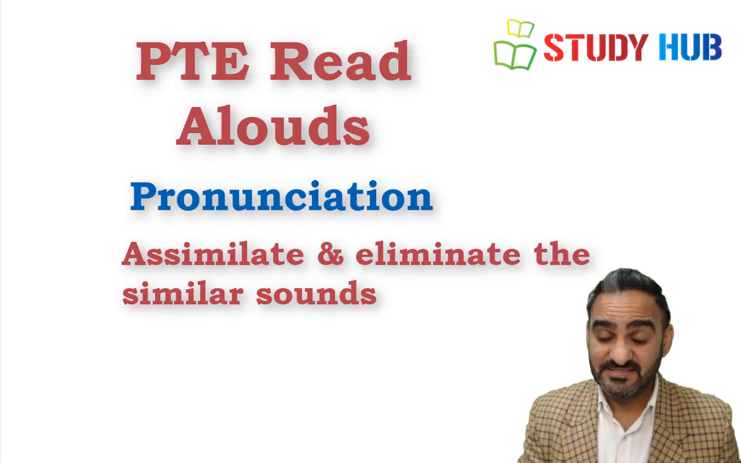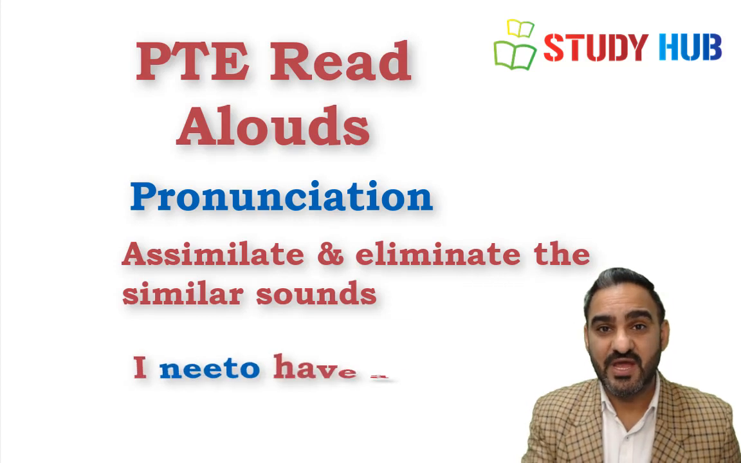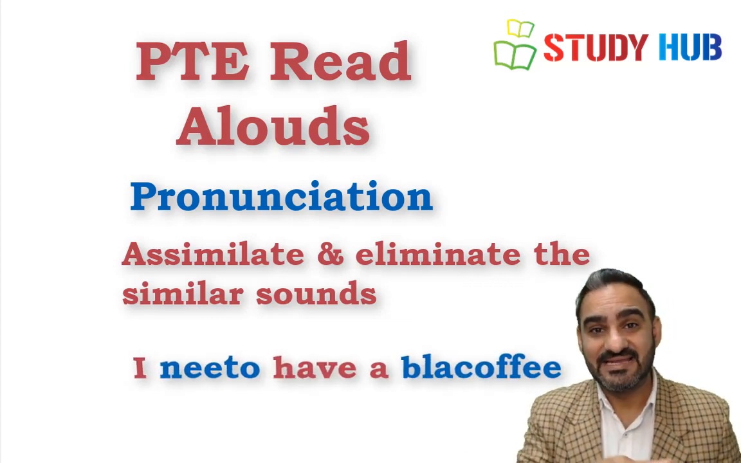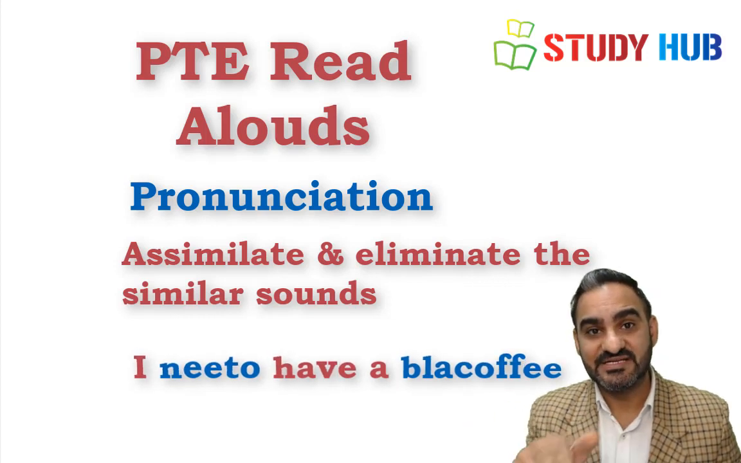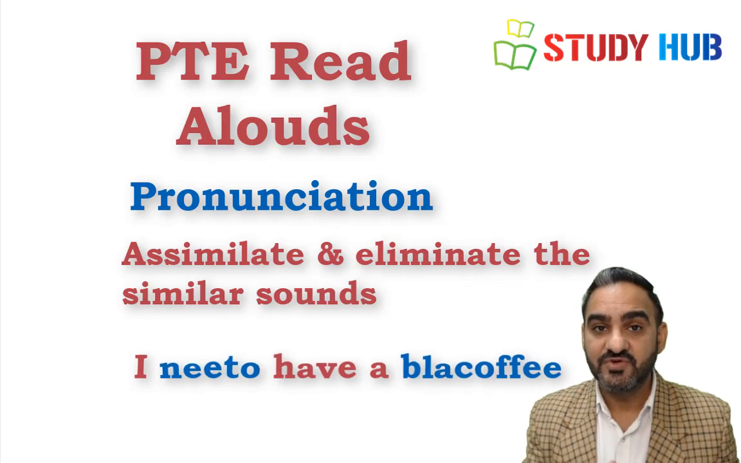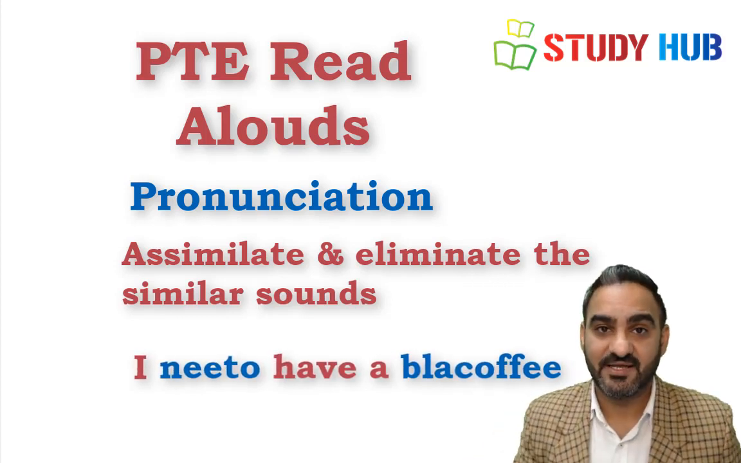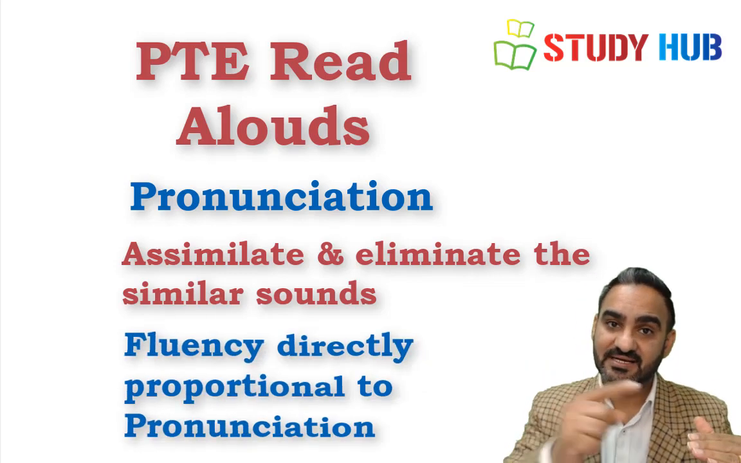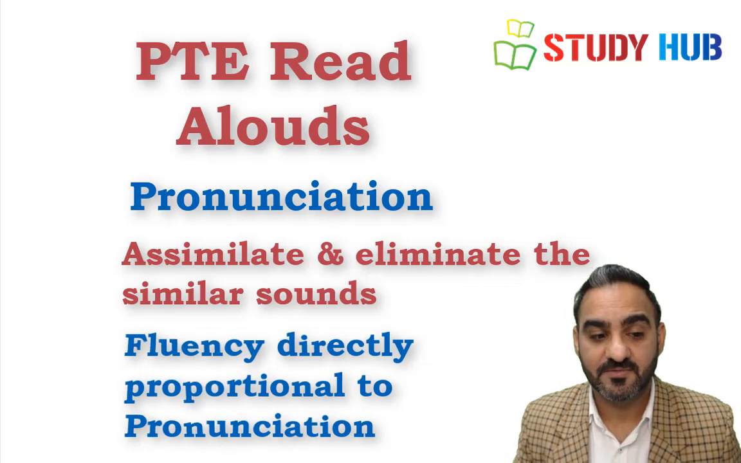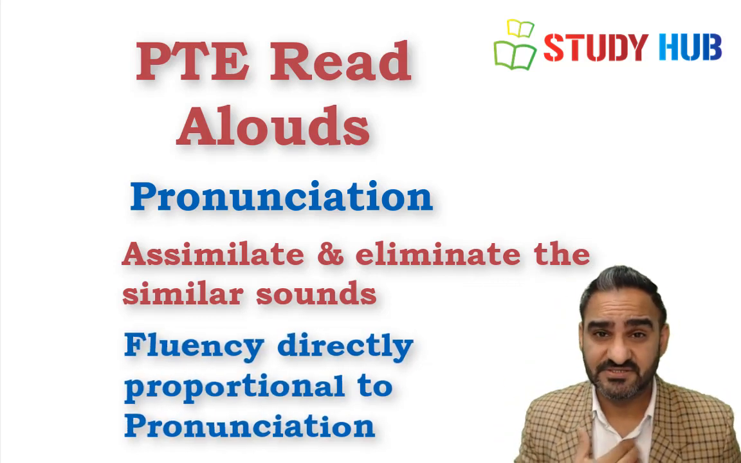Then assimilation and deletion of the words is important as well. Like I was talking about, I need to have a black coffee. That's not how natives speak. They say, I need to have a black coffee. Need to black coffee. So they will assimilate together. And all you need to do is read fluently, naturally, and this will automatically happen. Your pronunciation is directly proportional to your fluency. If your fluency is good, your pronunciation will be native-like, right? So please be careful about these things from a pronunciation point of view.